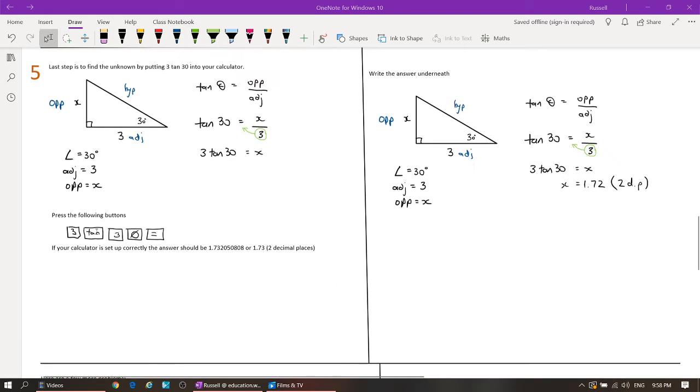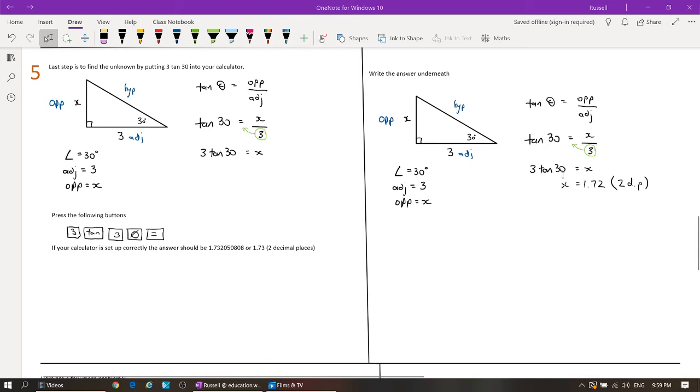And here's the calculator button presses here. For 3 tan 30, we would go 3, press the tan button, press 3, press 0, and press equals. And that'll give us an answer of 1.7320508808, which is the length of side x. So we're trying to find x, put that into the calculator, it'll give us x, and it'll give us this length over here, which is what we're looking for.